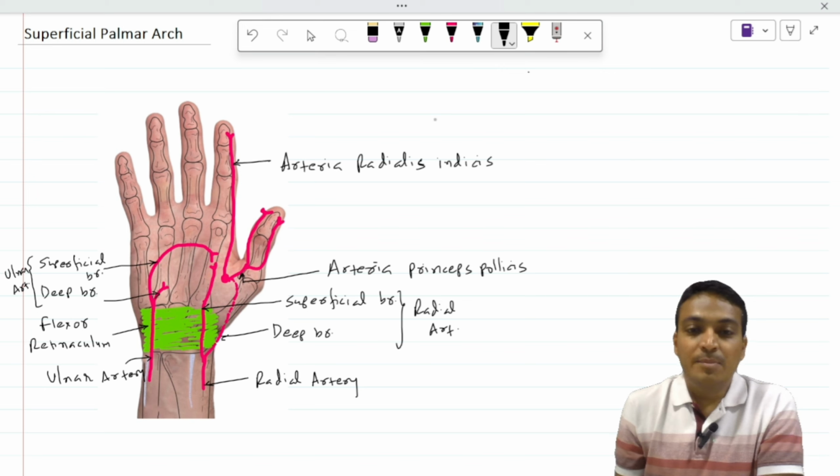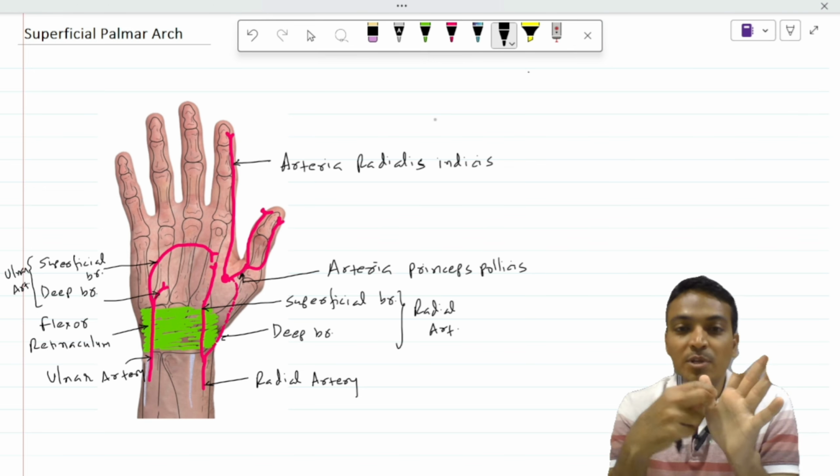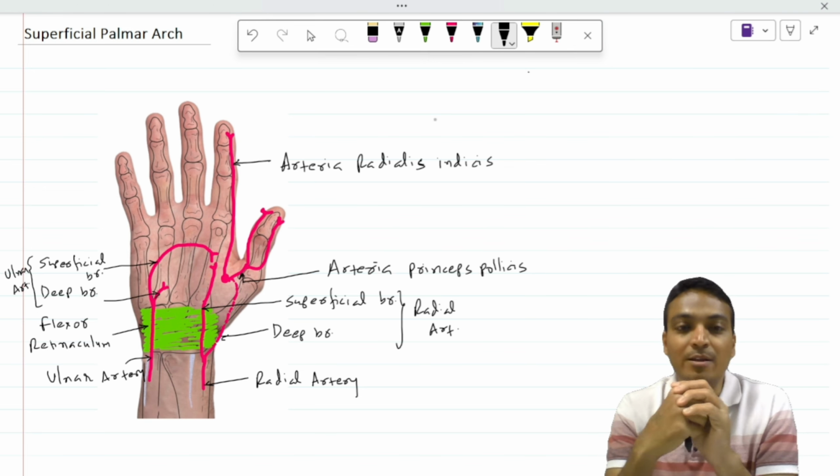So the arteria princeps pollicis and arteria radialis indicis are both branches from the deep part of the radial artery, which supply both sides of the thumb and the radial aspect of the index finger. Occasionally, these two branches are also responsible for completing the superficial palmar arch.